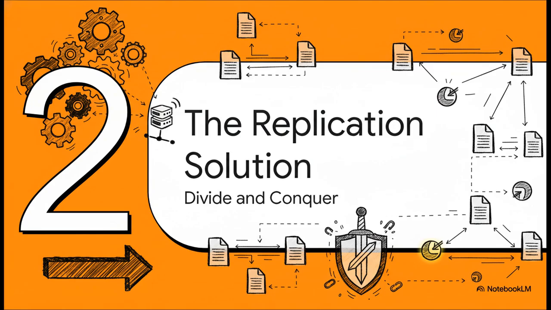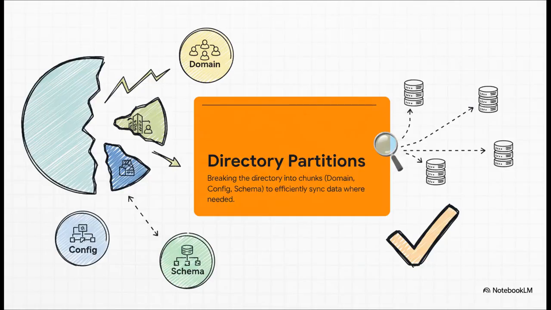So how in the world did Microsoft tackle this? Well, their answer wasn't just, let's get a bigger pipe. That's the brute force way. Instead, they went with something way smarter, a classic divide and conquer strategy. The first piece of genius is something called partitioning. Instead of treating the directory as one single enormous file, Active Directory breaks it up into logical chunks.